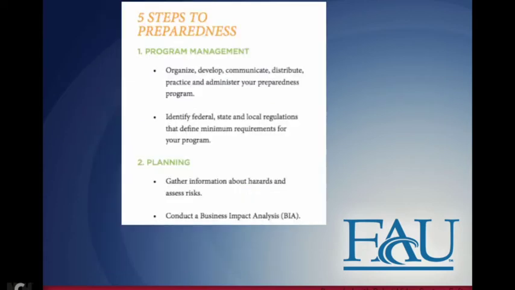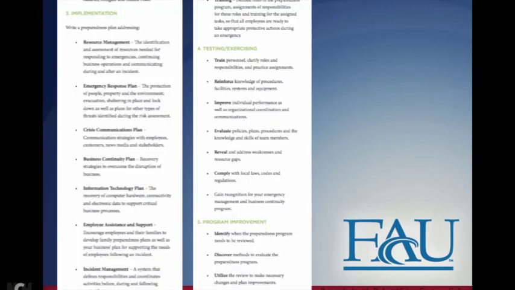The 5 steps to preparedness outlined in this report include program management: organizing, developing, communicating, distributing, practicing and administering preparedness programs, identifying federal, state, local regulations, and defining minimum requirements for your program. Then planning is the second step. This includes gathering information about hazards and risks, conducting business impact analysis, and examining ways to reduce the impact of potential hazards and mitigate and reduce risks. The third step is implementation.